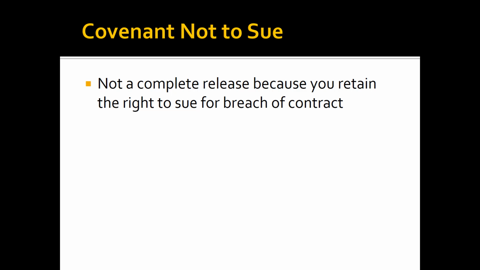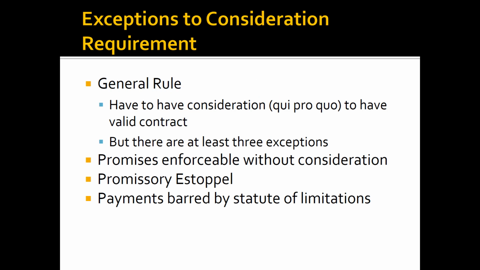You agree not to sue. You agree to take this money. You also agree not to talk about it. An NDA, non-disclosure agreement. All right. General rule, you have to have consideration flowing from both sides, but there are three quick exceptions. There are some promises that are enforceable without consideration. There's promissory estoppel, which we talked about in last chapter, and then there can be certain payments which are barred by statute of limitations.